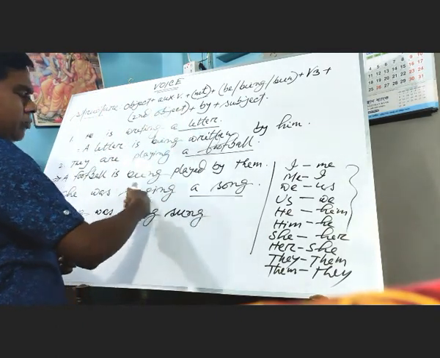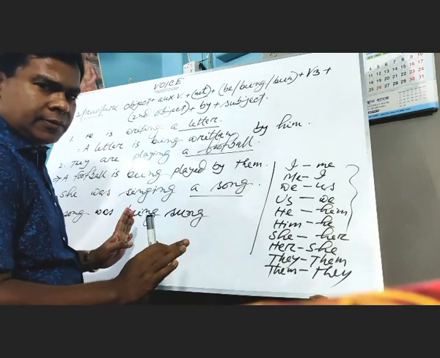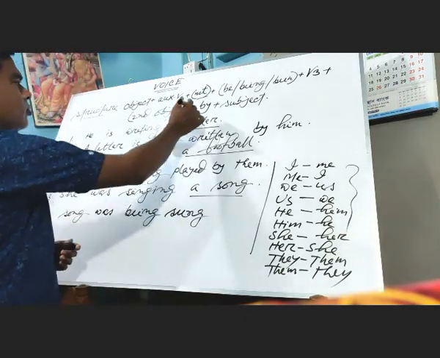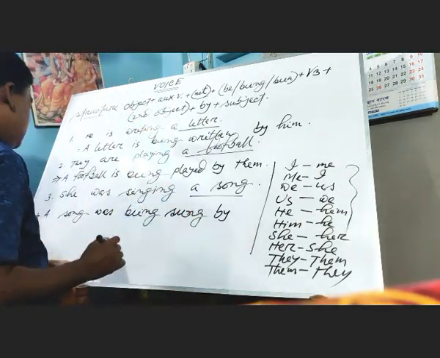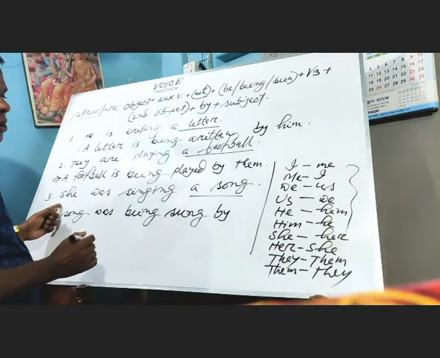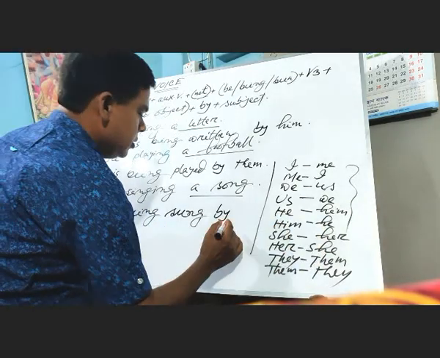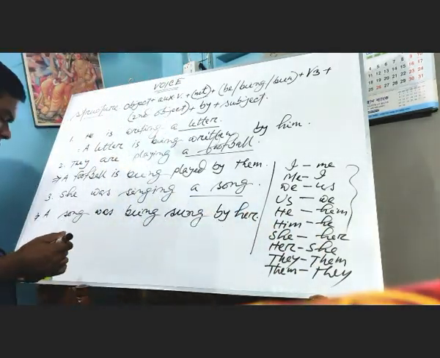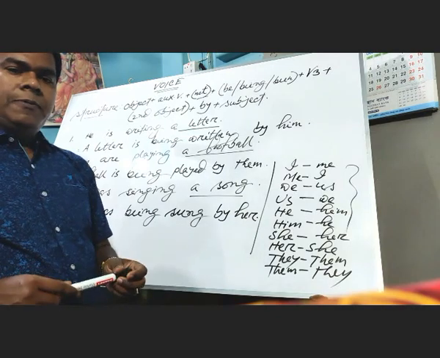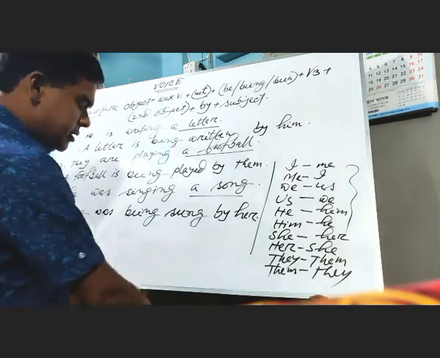Then the second object. Look here, there is no mention of any kind of second object, so we will not write it. And now we will write by. And after that, you will write the subject. What is the subject here? She. She should be transformed into her. So this is the passive voice change, especially from the continuous tense.